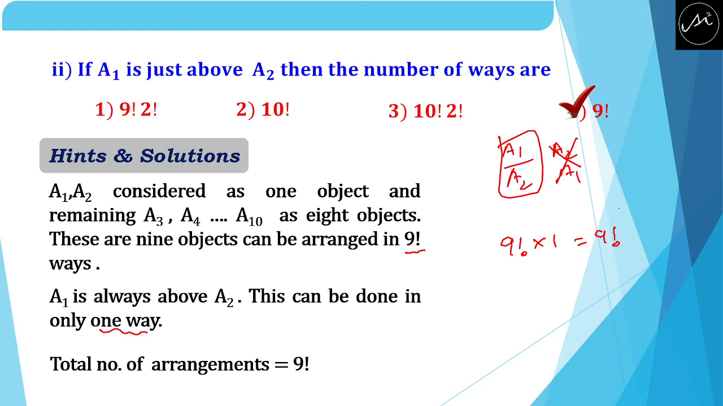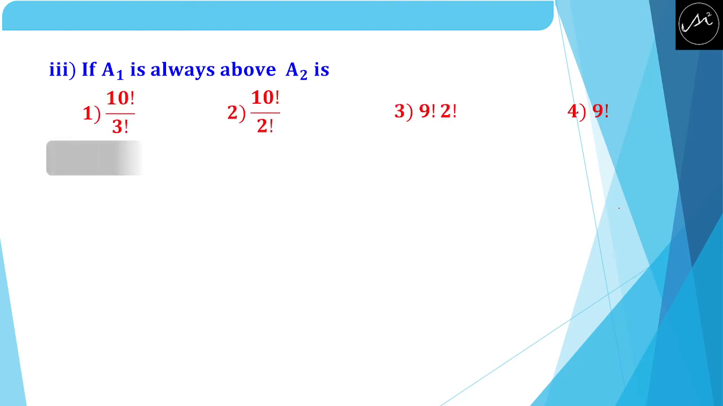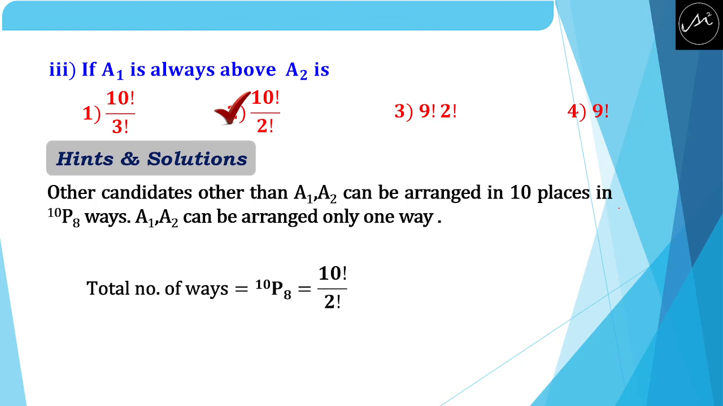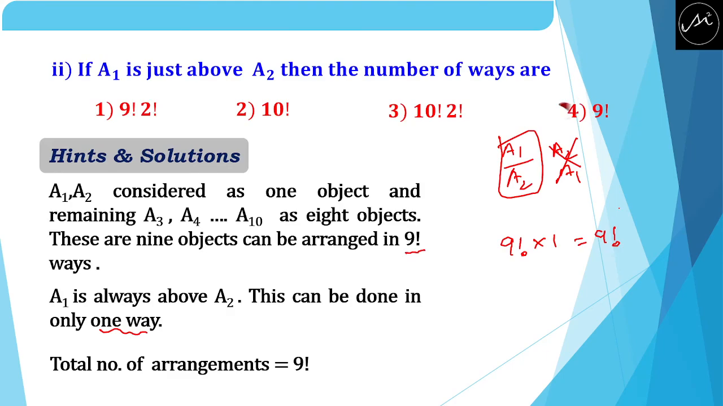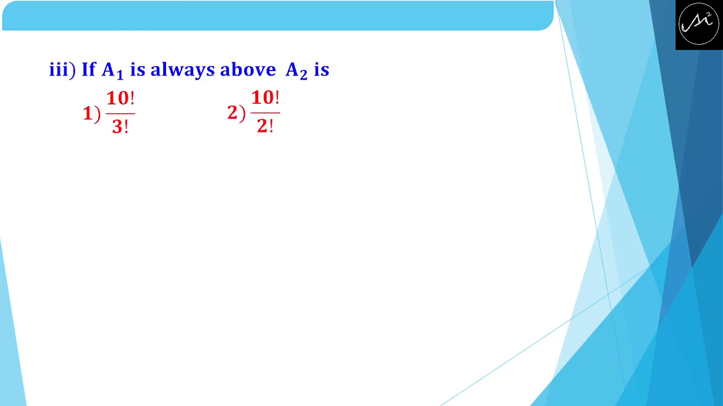Clear? Now we can go for the third problem. A1 is always above A2. So here they are telling A1 is just above A2, and here they are telling A1 is always above A2.